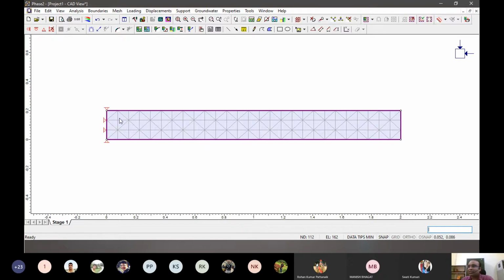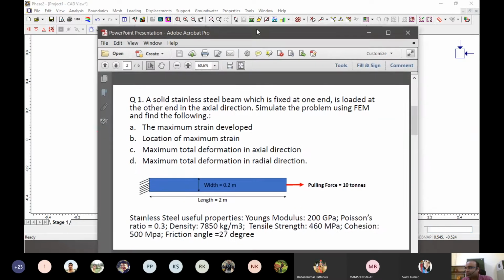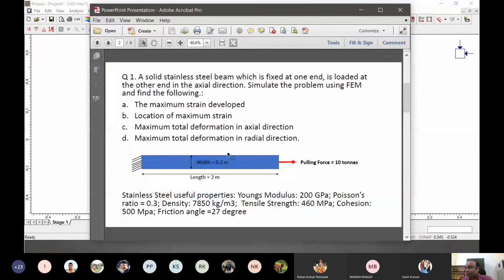Because we are doing a two-dimensional analysis here, it doesn't change much if we do x and y restraint, or only x restraint. But x has to be restrained. Do understand that, because we are going to pull it in this way, and that's the whole point of the question: find out how much is the deformation due to this pulling. It is loaded at the other end in the axial direction, and we have to find out the deformation, the strain and the stresses that develop. So that's why when this is restrained, it is basically fixed.